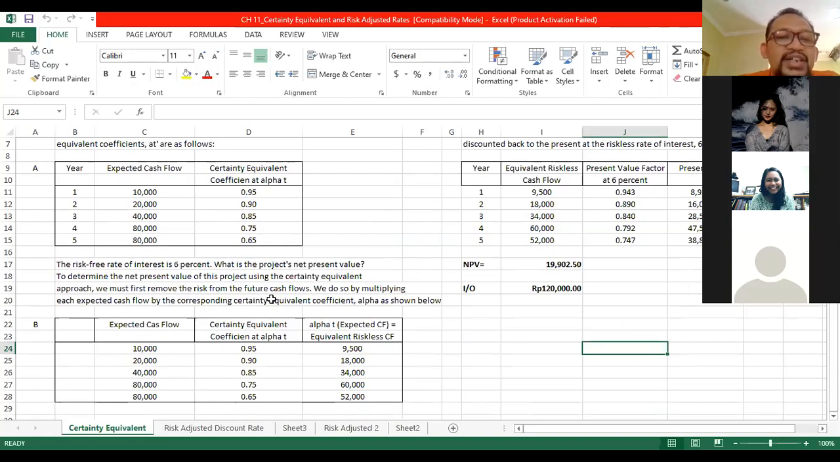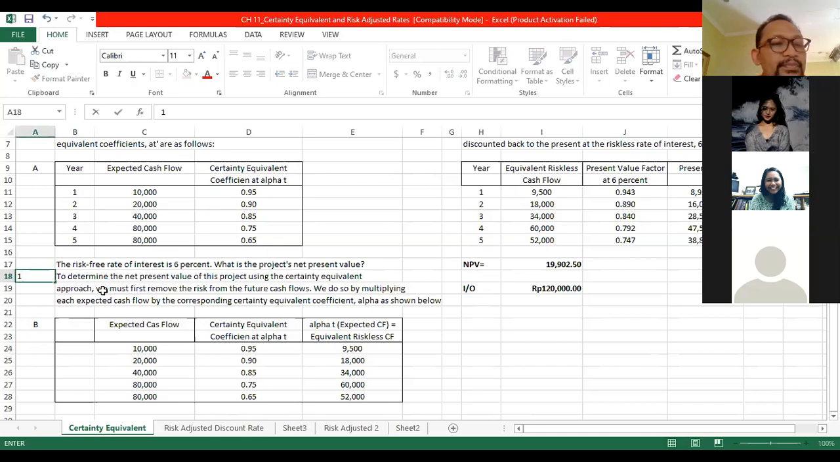The question here: what is the project net present value? You calculate this net present value. To determine it, this is the step. The first step. Let's put it here. The first step here.